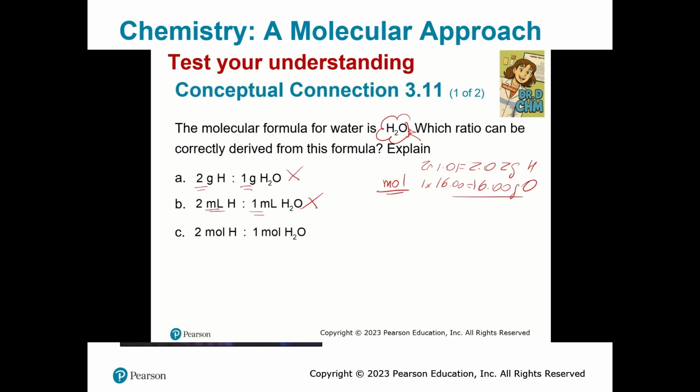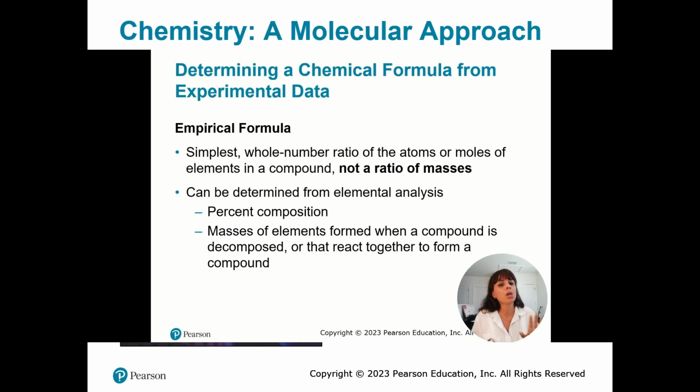And this says that I have 2 moles of hydrogen and 1 mole of water molecule. That's correct, right? Because we work with the mole. So I know that in 1 mole of water molecule, I have 2 moles of hydrogen and 1 mole of oxygen. So that is the only correct way here. Okay, so pay attention that we always work with moles.